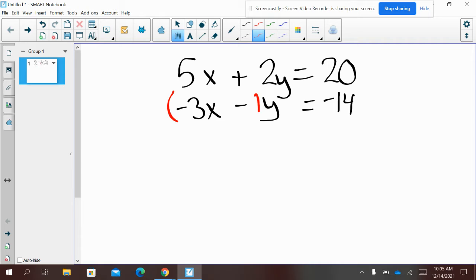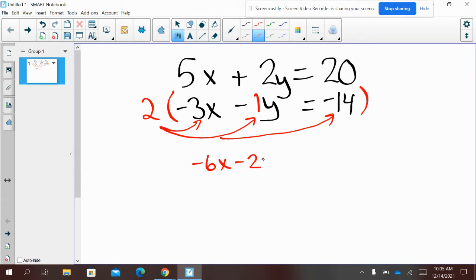If I multiply the entire second equation by 2, that means I'm going to distribute a 2 to the negative 3x, the negative 1y, and the negative 14. So if I do that, I should be able to use the elimination method pretty simply, right? So I'm going to write that 2 times negative 3x is negative 6x. 2 times negative 1y is negative 2y. And 2 times negative 14 is a negative 28.